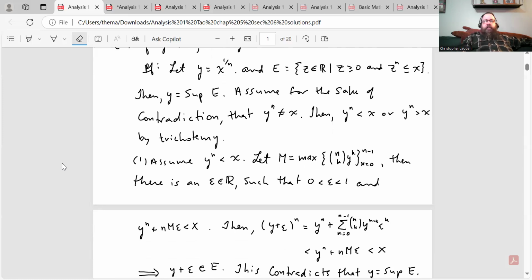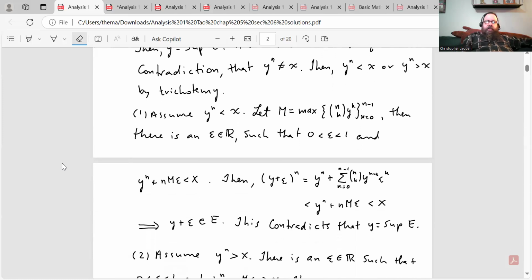Assume for the sake of contradiction that y to the n is not x, then there's two possibilities. Either y to the n is less than x or y to the n is greater than x by trichotomy of the real numbers. And here we take it by cases. So assume y to the n is less than x. Then here I'm defining this number m to be the maximum of this sequence of numbers here, choose k, y to the k, where k goes from 0 to n minus 1. You'll see why I'm picking that in a second.